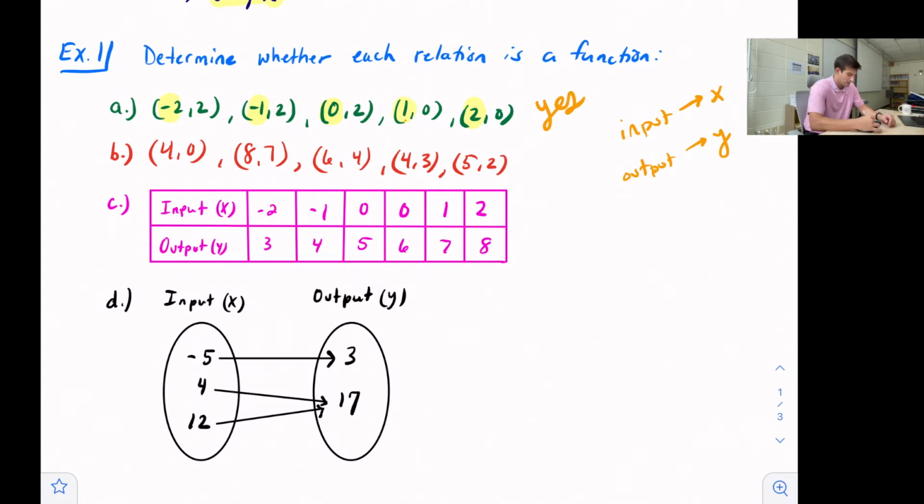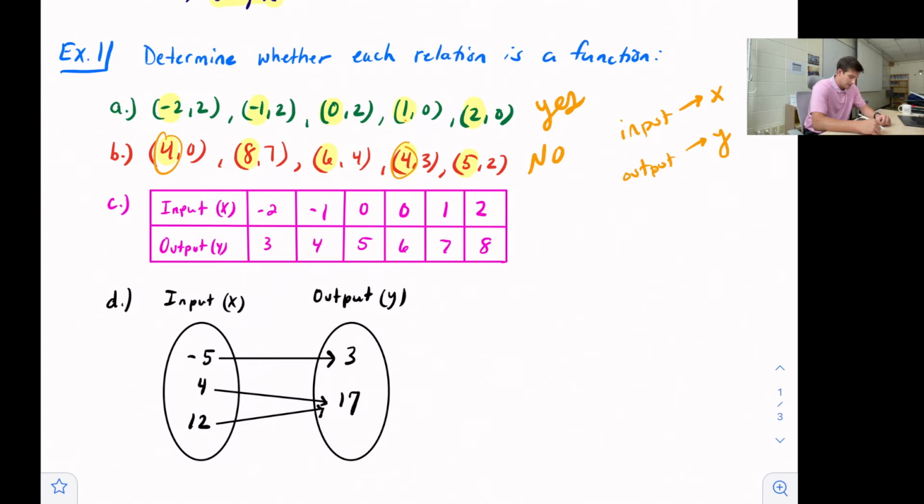Now let's look at B. We have a list of ordered pairs again. Now let's look at our x values: 4, 8, 6, 4, and 5. If you notice here, we have 4 and 4. We have an x value of 4 that's listed twice, so that's a red flag. The first coordinate gives us a y value of 0. The second gives us a y value of 3. So that is the same input with two different outputs. That cannot happen. So we would say, no, that is not a function.